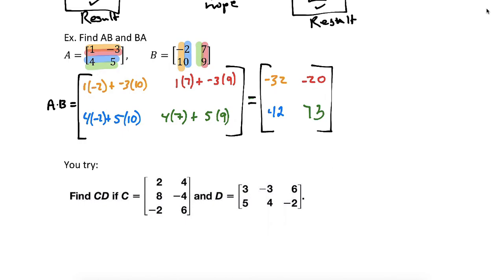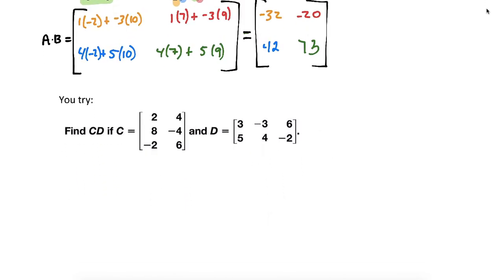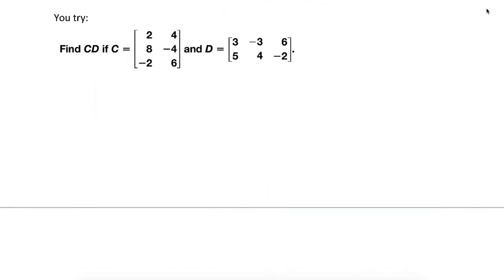So you give this one a try. See if you can come up with the answer to this one. So go ahead and pause the video and see if you can give that a try based on what we did. And I'll write it out. I probably won't use the nice colors like I did in the past. So go ahead and pause the video and then come back.